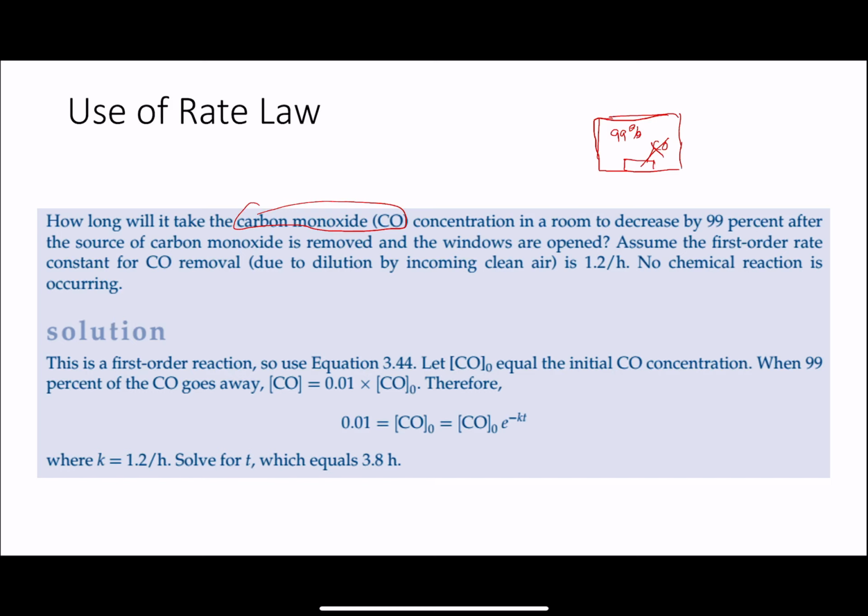So how long will it take to decrease by 99% after the source of the carbon monoxide is removed? And the windows are open, so air is in and air is out. How long will it take for this carbon monoxide to reduce by 99%? Of course, here we should assume that carbon monoxide follows a first order rate constant, CO removal due to dilution by the incoming clean air, which is 1.2 per hour. This is the constant K, the first order rate constant for carbon monoxide removal.